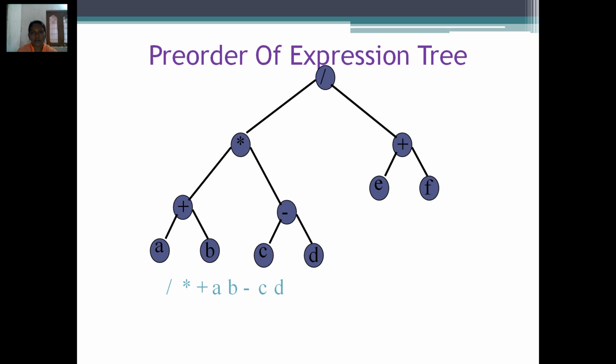Then move to the right subtree of slash. Here this is the right subtree of slash. In this we have to traverse the root node, that is the plus, then we move to the left node of plus, that is E. E doesn't have any further nodes. Let's move to the right child of plus, that is F. So this is how we traverse an expression tree by using pre-order traversal.